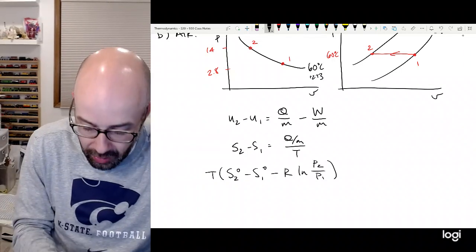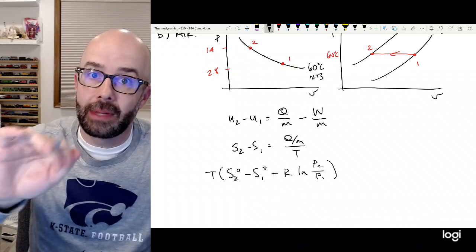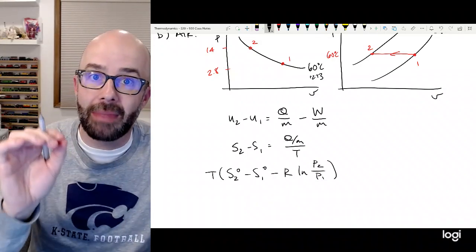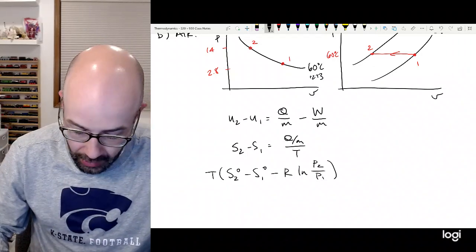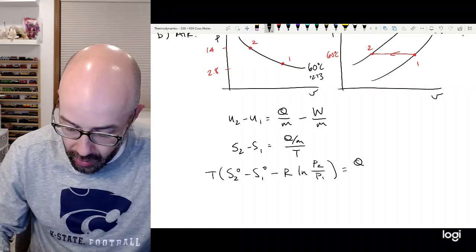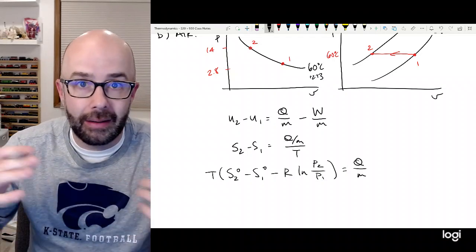Okay, so I have to remember S2 minus S1. Now for air, I can't just look up the entropy values in the tables. I now have to look up that S degree, and that's the important change here. And that's going to give us our Q over mass. It still should be negative.